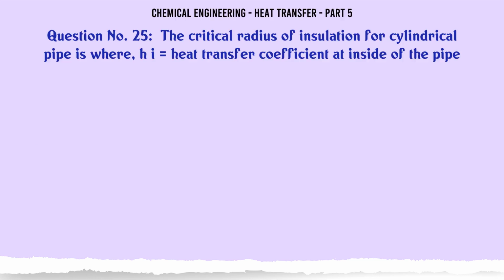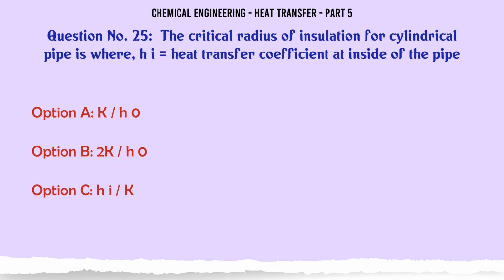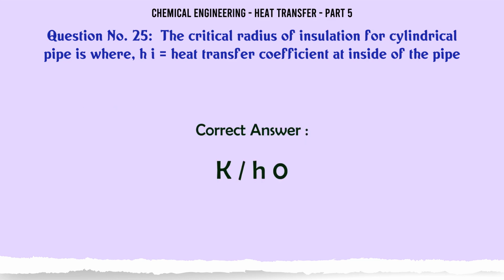The critical radius of insulation for a cylindrical pipe is ___, where Hi is the heat transfer coefficient at the inside of the pipe. A. K/Ho, B. 2K/Ho, C. Hi/K, D. 2Hi/K. The correct answer is K/Ho.